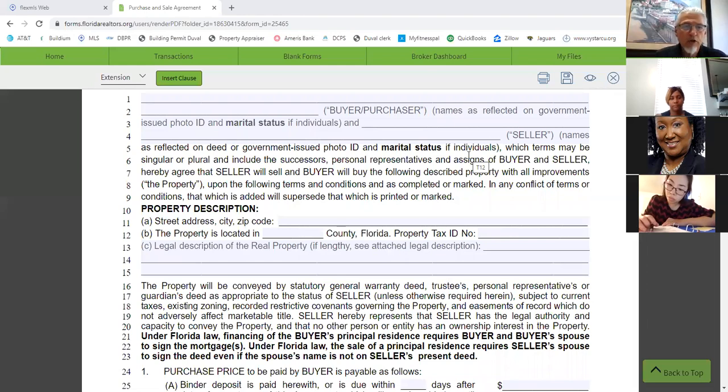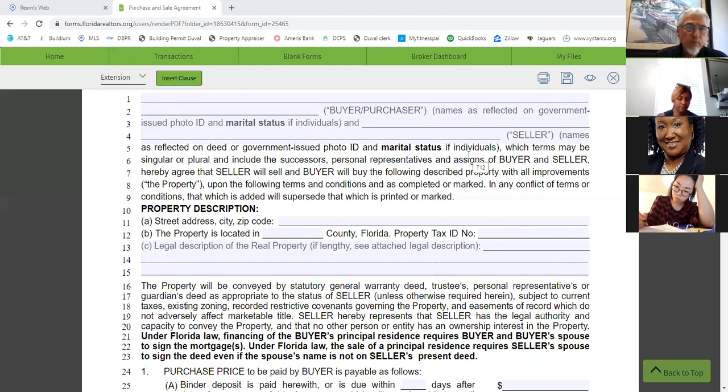Okay. Which terms may be singular or plural to include the successors, personal representatives, assigns of buyers and sellers. That means if you've got a buyer and the seller dies, what happens? This contract binds his successors. If somebody transfers a property while you have it under contract for sale, what does that mean? That means that the successor has the obligations of the seller under this contract. And they can only receive such rights as they have, and part of their rights are encumbered by this contract.